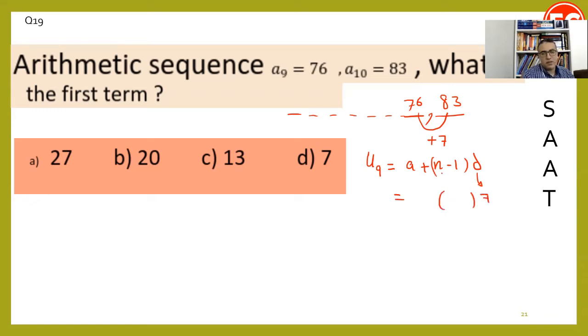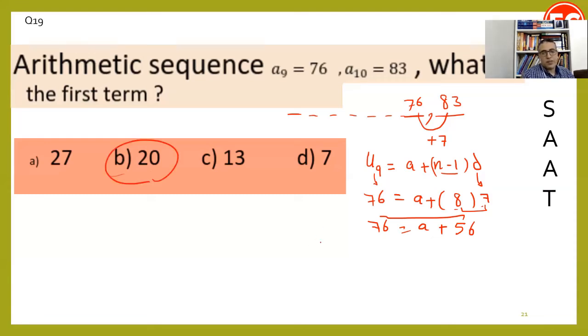N is 9, and 9 minus 1 is 8. Plus A is equal to U9, which is 76. So 76 is equal to A plus 8 times 7, which is 56. 76 minus 56, so A is equal to 20.